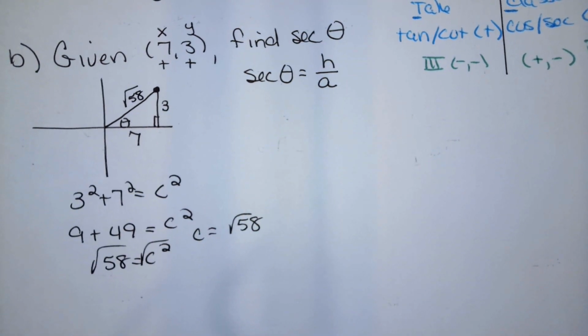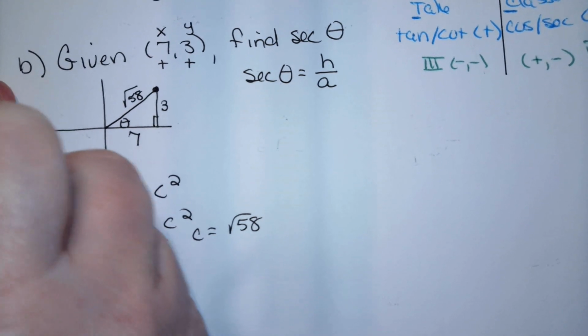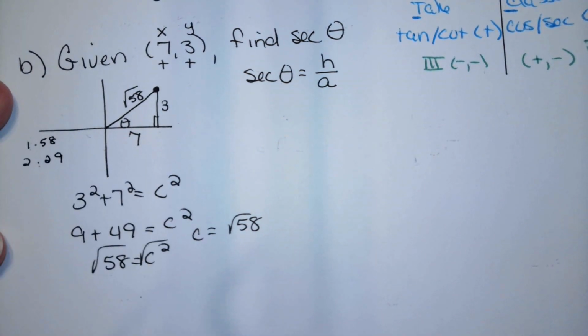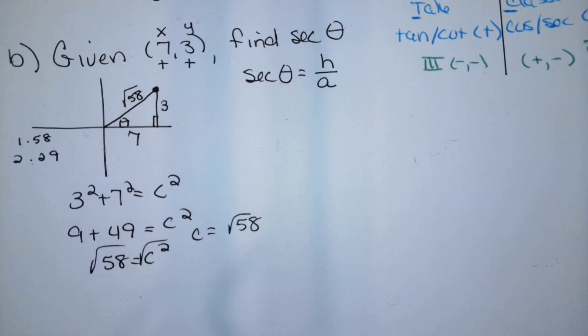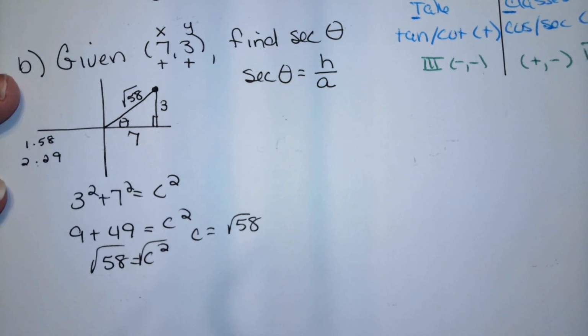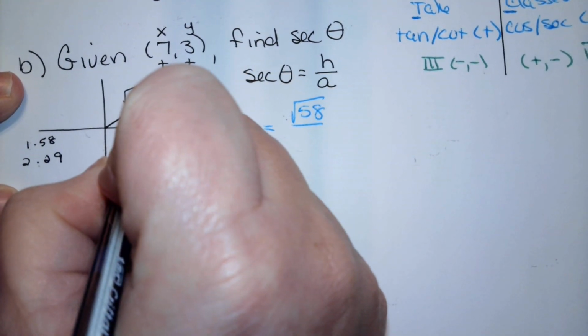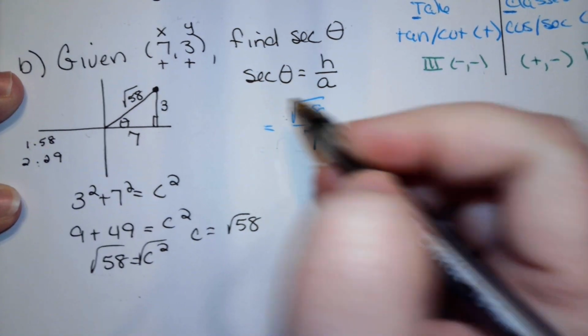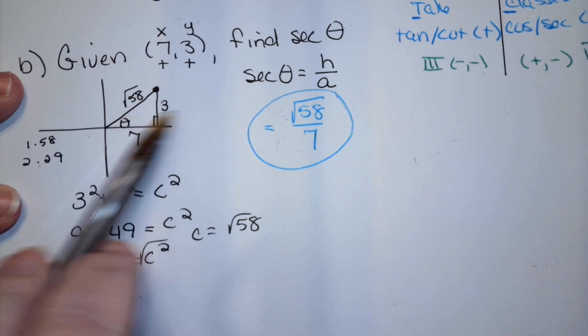Now 58 does not have any perfect squares for its factors, but let's just test and see to make sure. 1 and 58, 2 and 29, 3 can't go into it, 4 can't go into it, 5, 6 can't go into it, 7, 8 can't go into it, 9 can't. You can go through it all, but that's it. There's no perfect square, so we just leave it like that. The hypotenuse is the square root of 58, and the adjacent is 7. It's okay to have a radical in the numerator, so we're done. And the secant is supposed to be positive in the first quadrant because everything's positive, and we do have a positive.